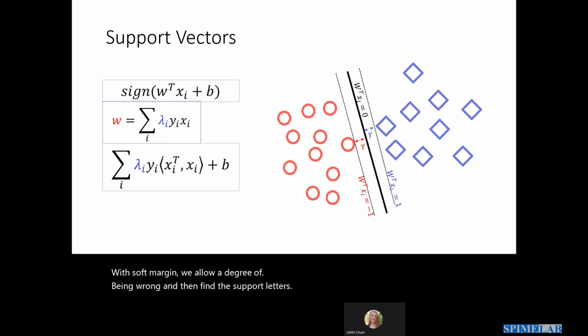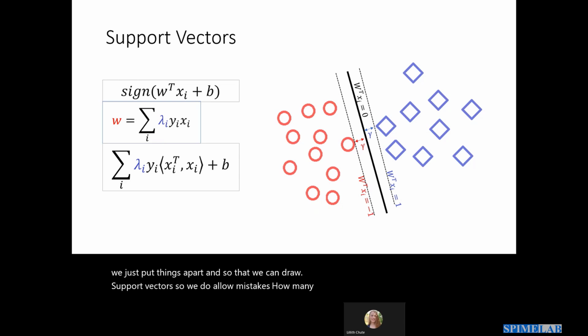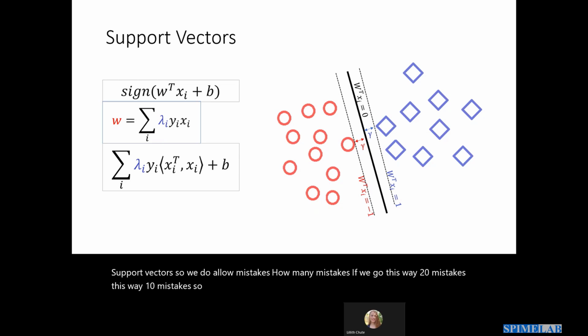This hard margin never worked in reality. In reality, classes overlap and finding the best angle is almost impossible. So we have soft margins in practice, but to understand the concept first, we just put things apart so that we can draw support vectors. So we do allow mistakes. How many mistakes? If we go this way, 20 mistakes, this way, 10 mistakes. So the smaller number of mistakes will be the solution.